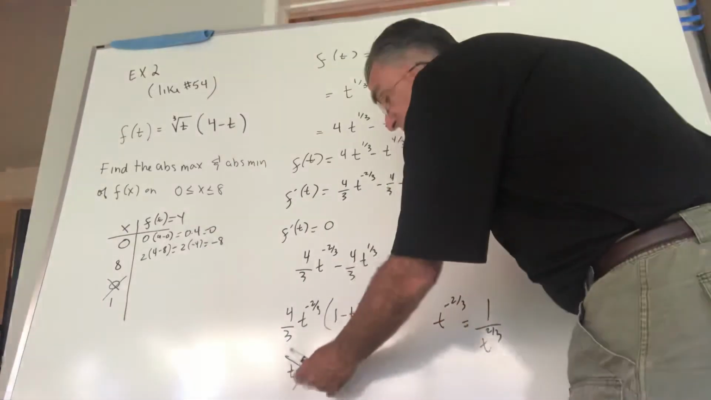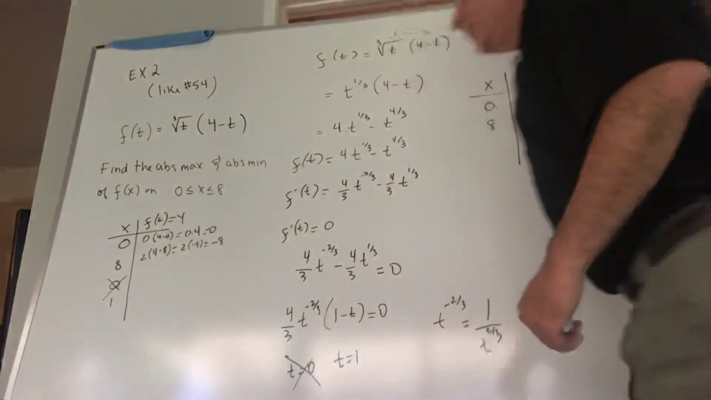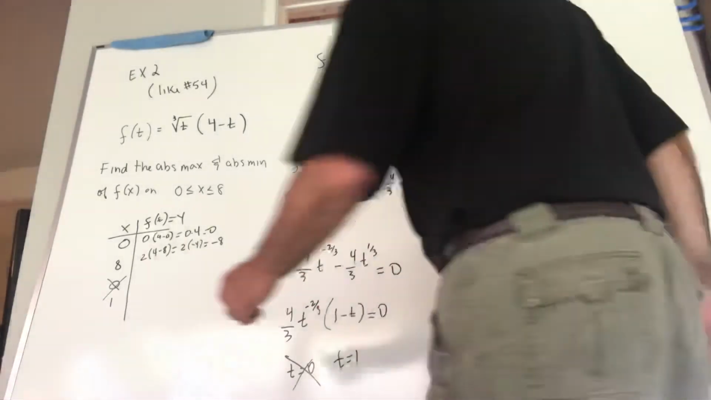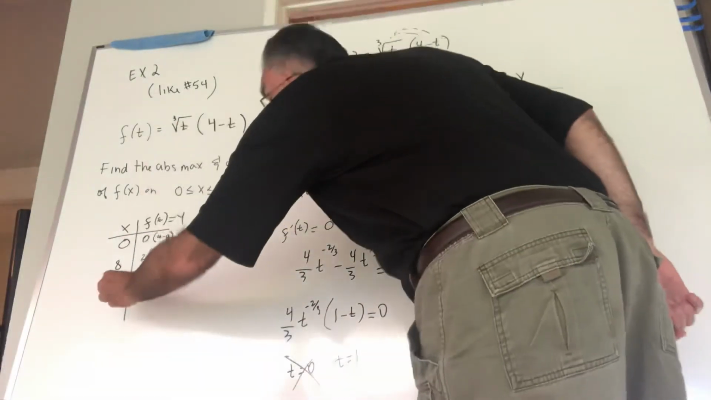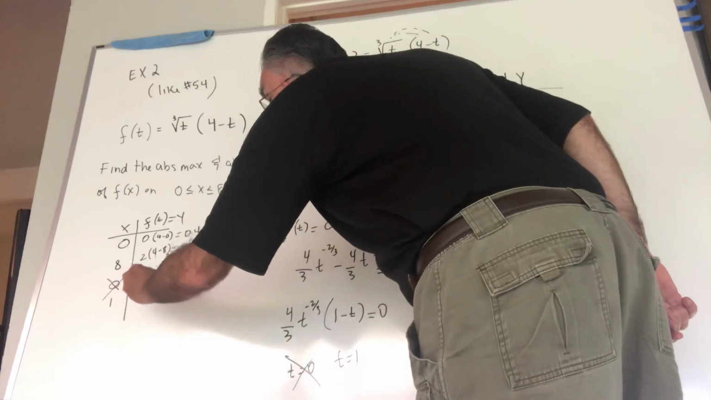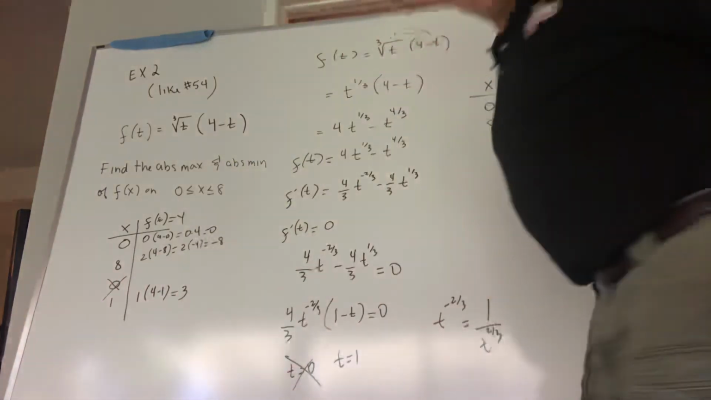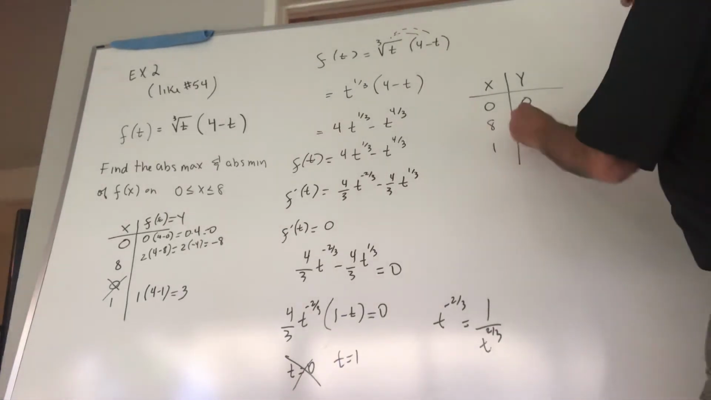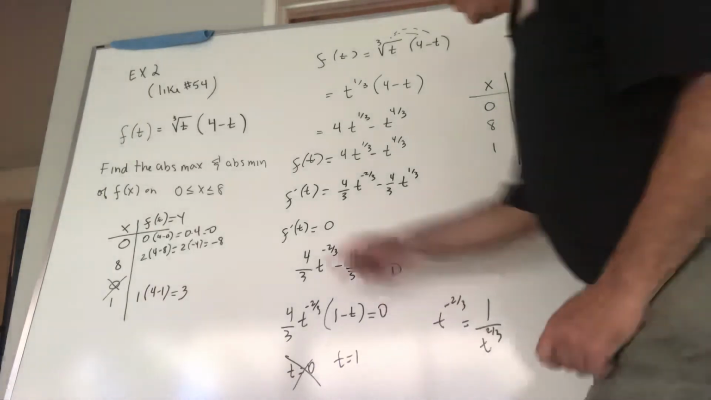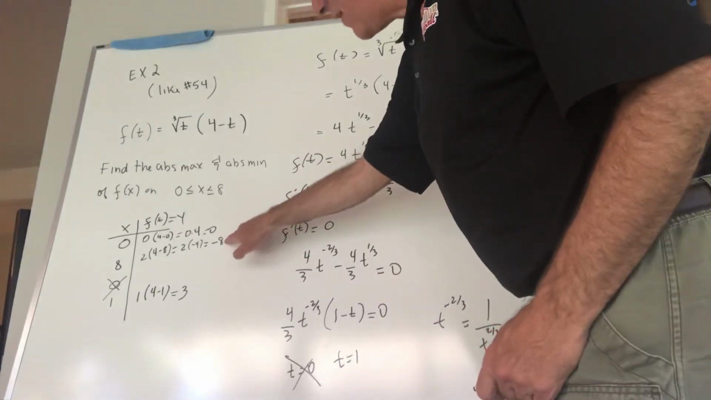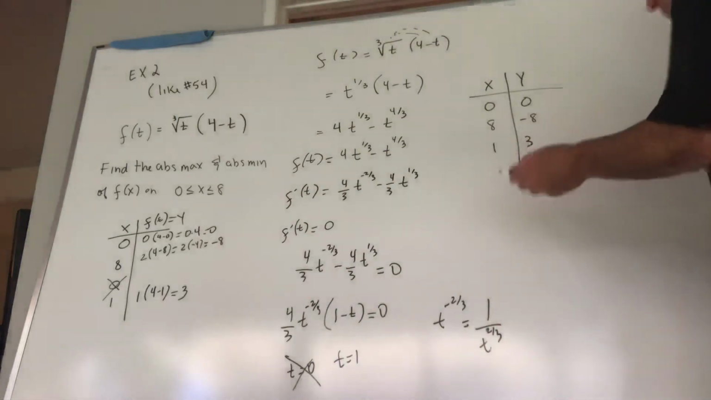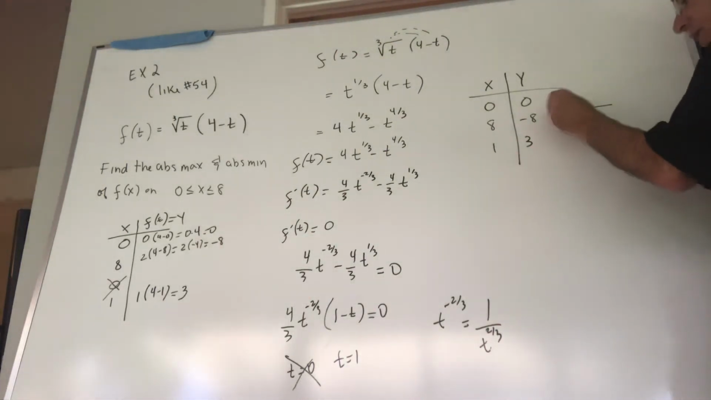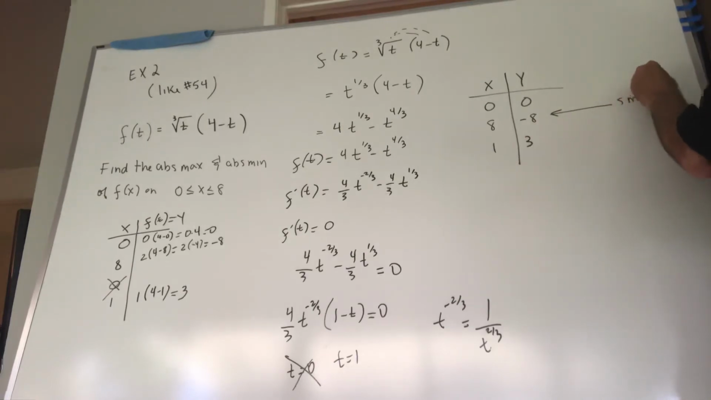Notice that this 0 is not a critical number because it was an endpoint. So just don't worry about it, and then put 1 in. Now, one good thing is 1 to any power is 1. 4 minus 1 is 3. So 1, 3. So we get 0, negative 8, and 3. Remember, at this point it becomes literally: that's the smallest, and that's the big one.